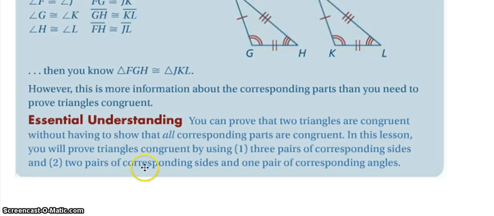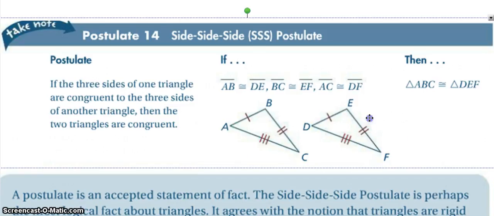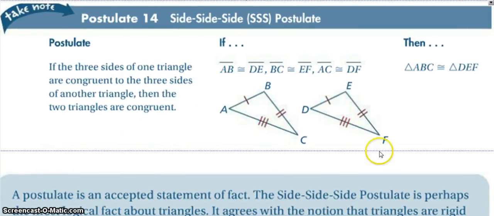So, check this out. Essentially, we can prove that a triangle is congruent if we have all corresponding parts congruent, or we can just use 3 sides or 2 sides and 1 included angle. The first part of what we just said, using 3 sides, is the side-side-side postulate. If we have 3 corresponding sets of sides that are all congruent to each other, then we know the triangles must be the same size.